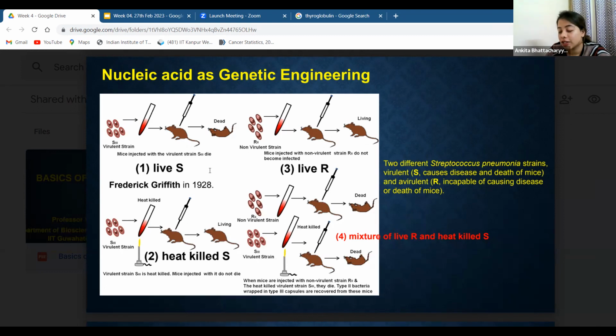In the third set, he did not mix. He injected the R strain, the avirulent strain, and obviously the mice did not die.